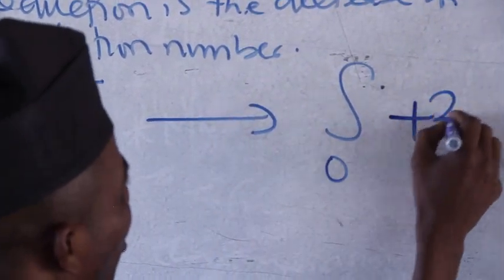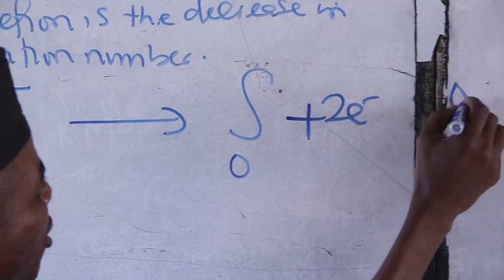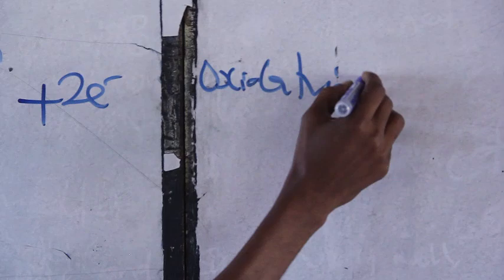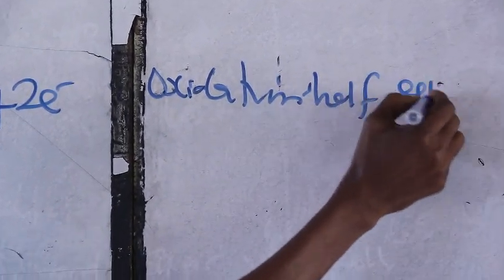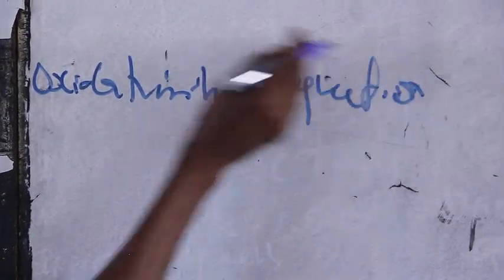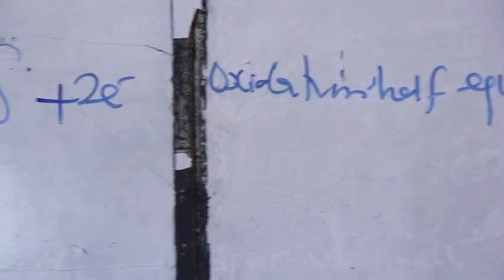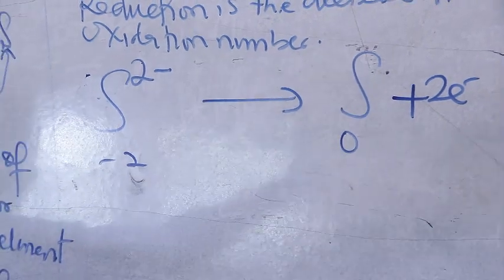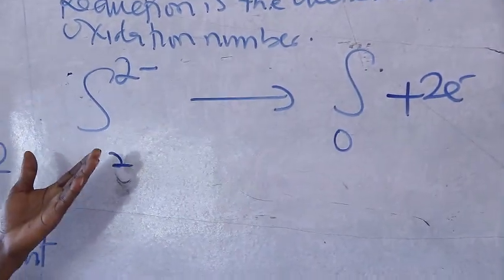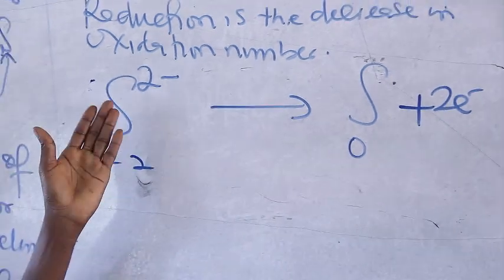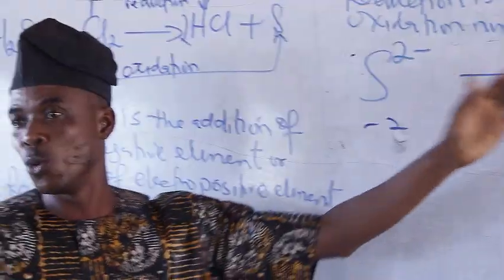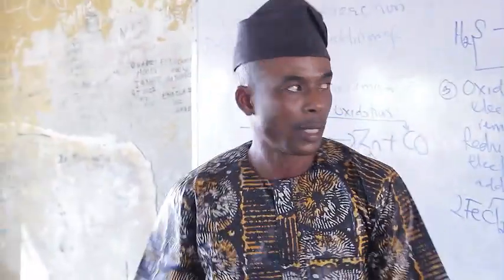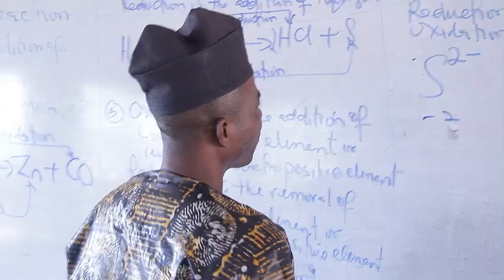So this is oxidation. This is an oxidation half equation, because it is standing alone. It is oxidation because we know there is increase in oxidation number from -2 to 0. Is that clear? Now let us look at this one.